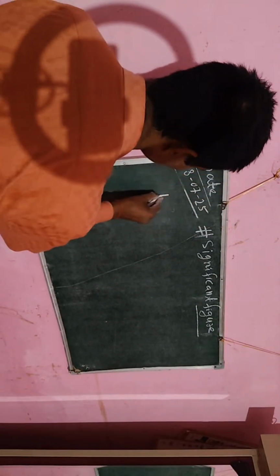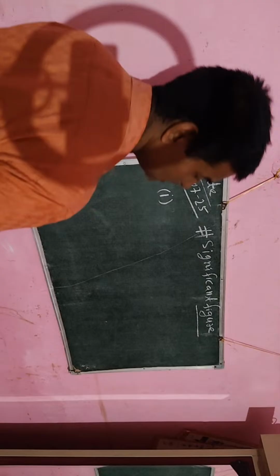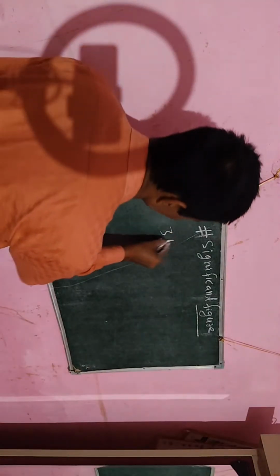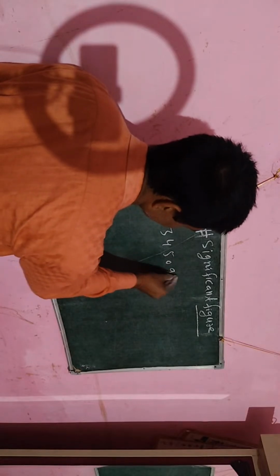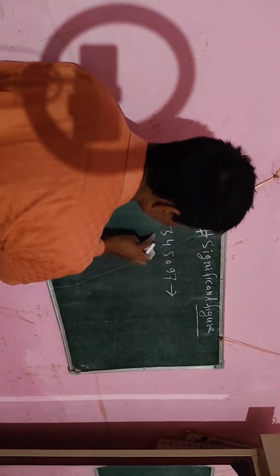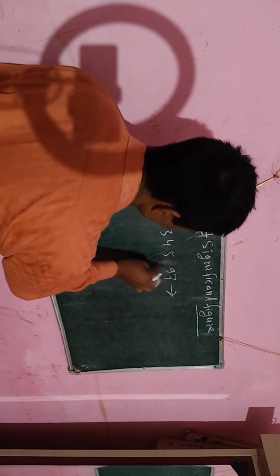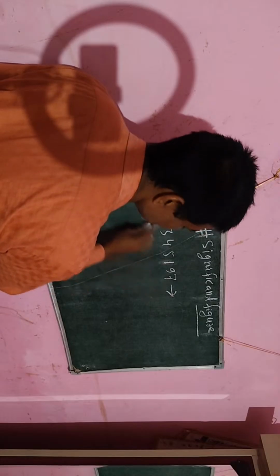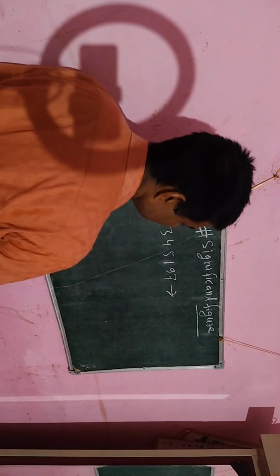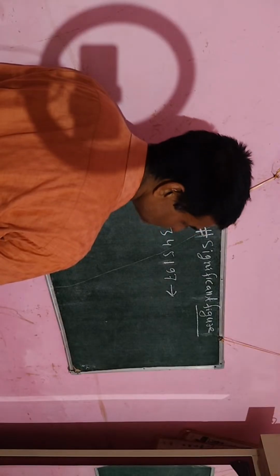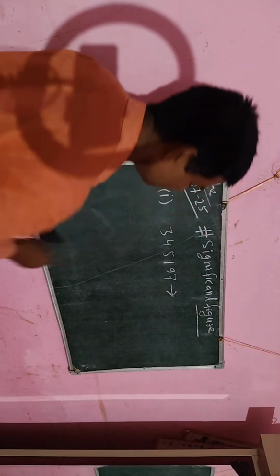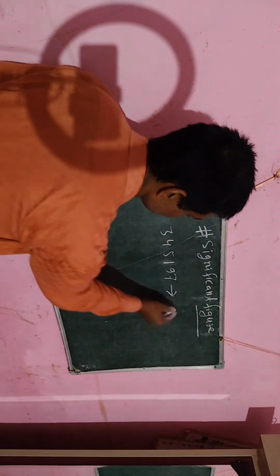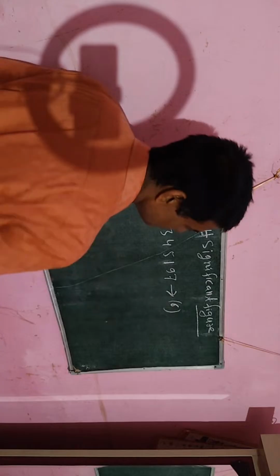Now, the first information is that all non-zero digits are called significant figures. If I say 3, 4, 5, 4, 9, 7, it means that all are non-zero digits. So all non-zero digits are called significant figures. Here the significant value will be 1, 2, 3, 4, 5, 6. So its significant value will be 6.